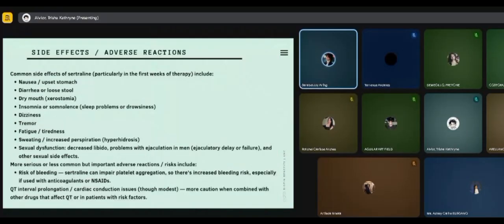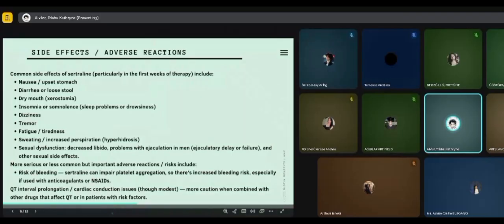So now let's proceed to side effects, which will be discussed by Miss Alvior. Thank you. So for the side effects, like all medication, sertraline comes with side effects. The common ones include nausea, diarrhea, dry mouth, dizziness, tremors, fatigue, sweating, sleep disturbances, and sexual side effects. The serious effects include serotonin syndrome, increased risk of bleeding, QT prolongation, risk of suicidal thoughts in young patients, hyponatremia, and withdrawal symptoms if abruptly discontinued.